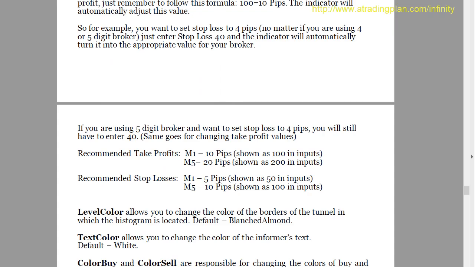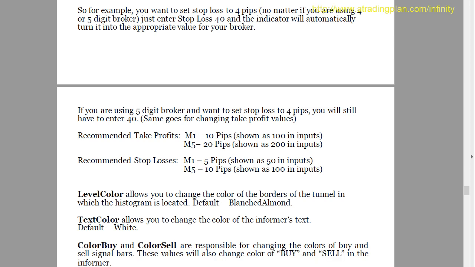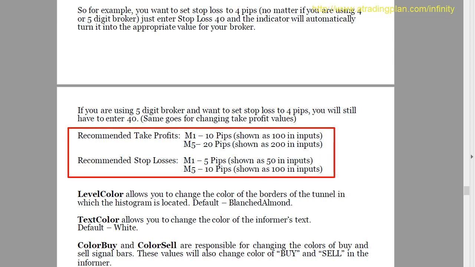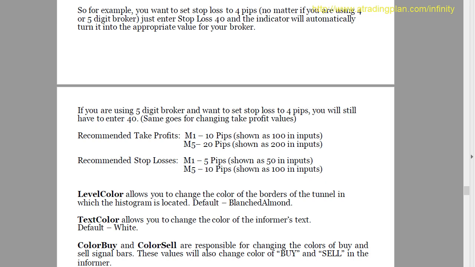Now, if you're just starting out as a new trader, what's great about this is the PDF file, and it's going to actually tell you what you should do, what profits you should take, depending on what time frame you're trading, and where your stop loss should be. This allows you, as a trader who just gets this, to hit the ground running.